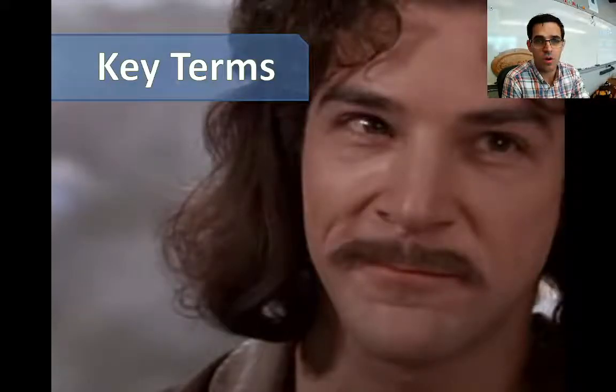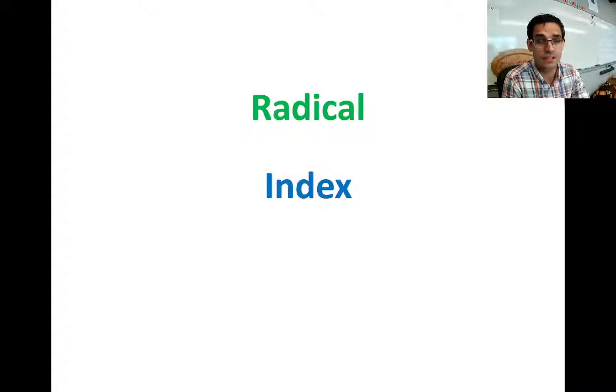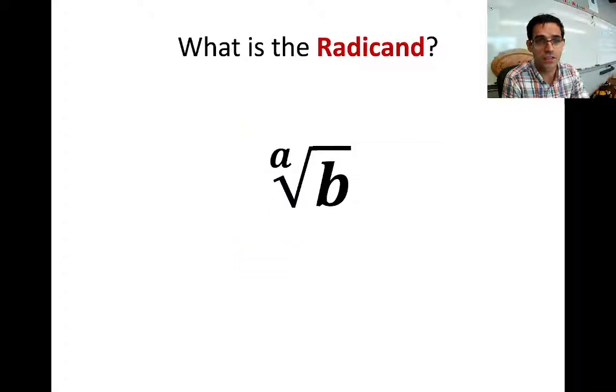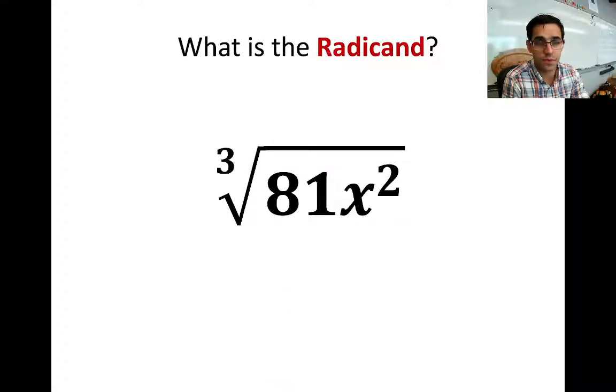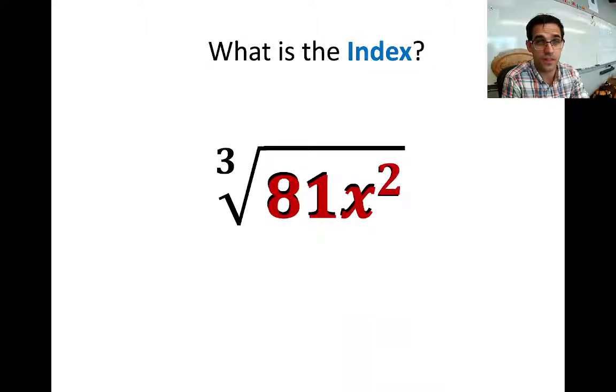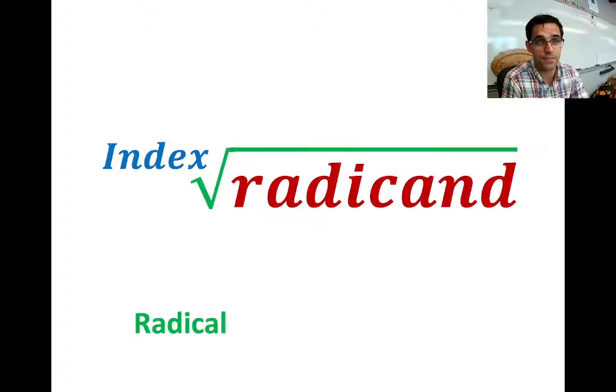First up, let's talk about words, some key terms, and Indigo's going to help us do that. First of all, we have radical. That's the word we use. Index is a word we'll use sometimes. And radicand is a word we will definitely use. All right, if I ask you to identify the radicand in this example, B would be the radicand. The index, A would be the index. The radicand, 81x squared would be the radicand. The index, that would be 3.